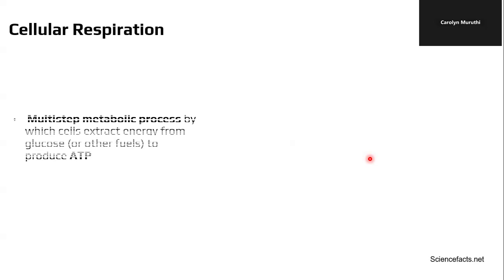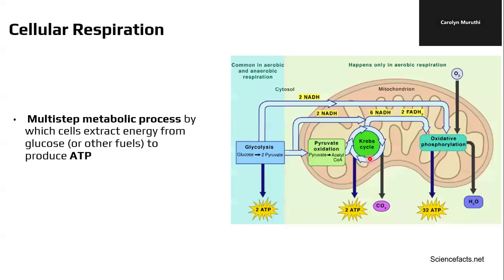When we talk about cellular respiration processes, we're talking about multi-step metabolic processes by which cells are able to extract energy in the form of ATP from glucose and other fuels such as fructose and also galactose. It involves three major processes, that is glycolysis, Krebs cycle, and also oxidative phosphorylation.